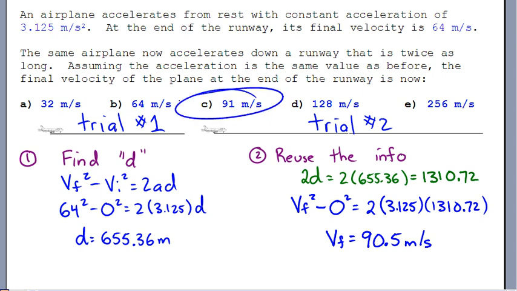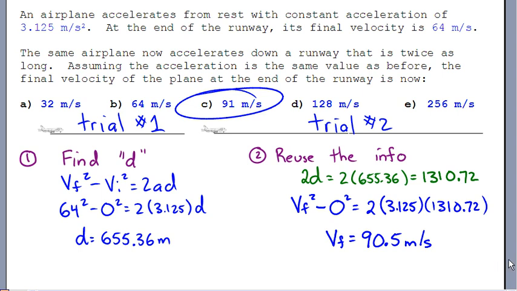If you were thinking it should be 128, it's got twice as much room to go. You have to realize that the second half of that trial 2, the second half of the runway, is actually going to happen very, very quickly because the plane's already got an initial velocity as it goes into that second half. So it exhausts the second half of the runway in a fairly quick time compared to the first half. It doesn't have much more time to accelerate. That's why it only gets up to 90.5 instead of 128.